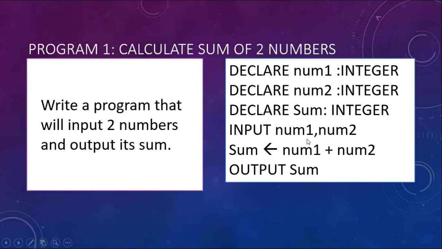Next, I do input num1 and num2. This is where the user is going to input two values via the keyboard. These two values are stored in the memory. Now, on the next line, this is a process. Programs don't remember what has happened in the previous statement. Therefore, they look up in the memory num1 and num2, add the values, and store the result in a new memory location known as sum to output the value later on the screen.